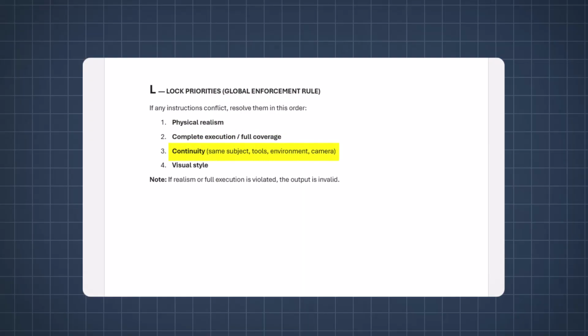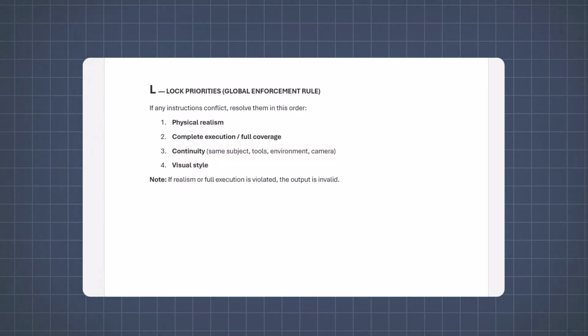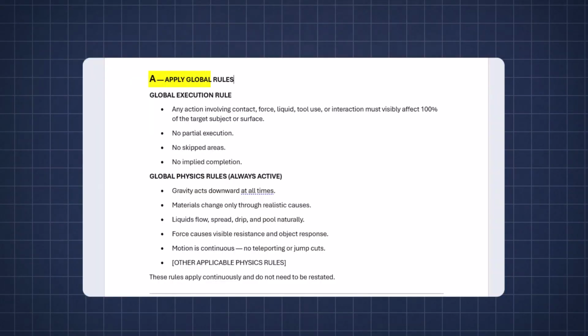Then, continuity. You want everything to be consistent, the same subject, tools, same camera, etc. Finally, the visual style. It has to look good. The point of establishing these priorities is the AI will know exactly what's important, and it won't have to guess about what you want. Next, we move on to applying global rules.